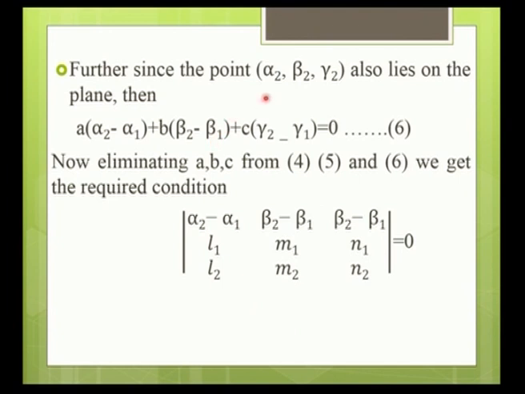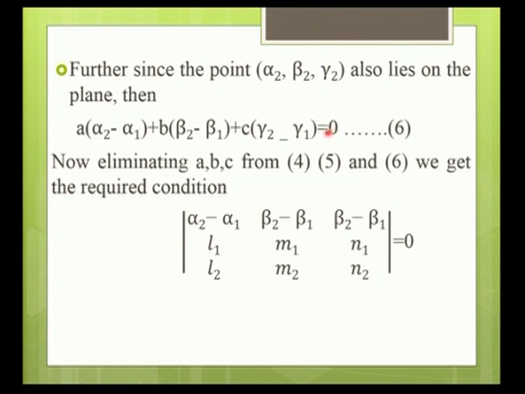Further, since the point (α2, β2, γ2) also lies on the plane, then a(α2 - α1) + b(β2 - β1) + c(γ2 - γ1) = 0. So, this is the condition when the point (α2, β2, γ2) lies on the plane. Keep this as equation 6.